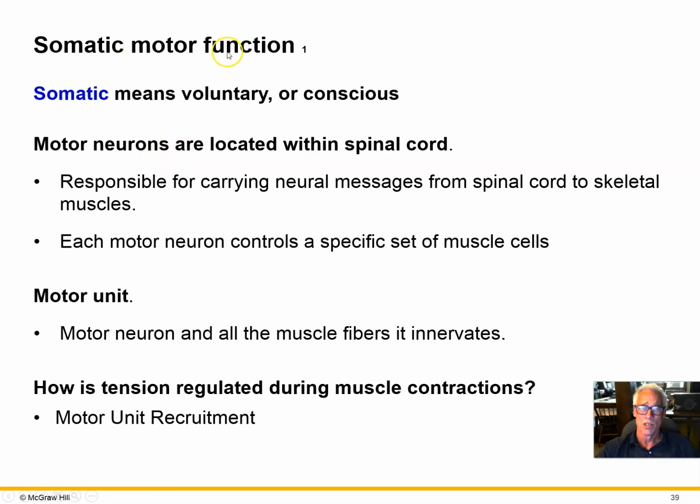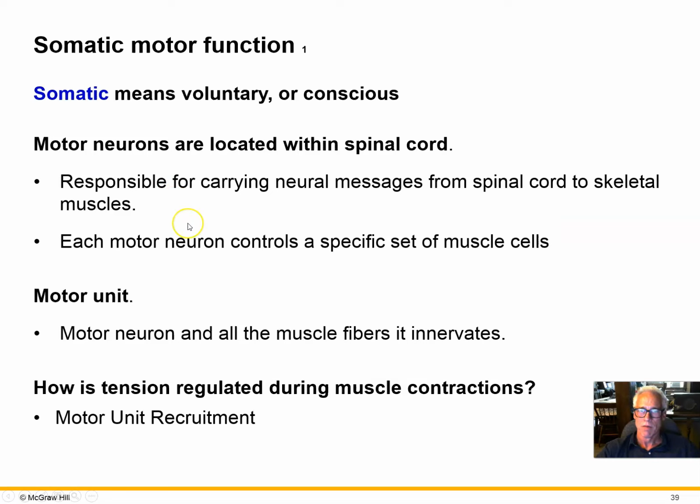Somatic motor function refers to voluntary motor function, and that's talking about the skeletal muscles. Anything to do with the skeletal muscles, that's the somatic motor division. So we have motor neurons in the motor cortex of the brain, which synapse with motor neurons in the spinal cord, and those motor neurons in the spinal cord then emanate out to the periphery and form neuromuscular junctions. They're called the skeletal muscles, and activate those muscles to contract.